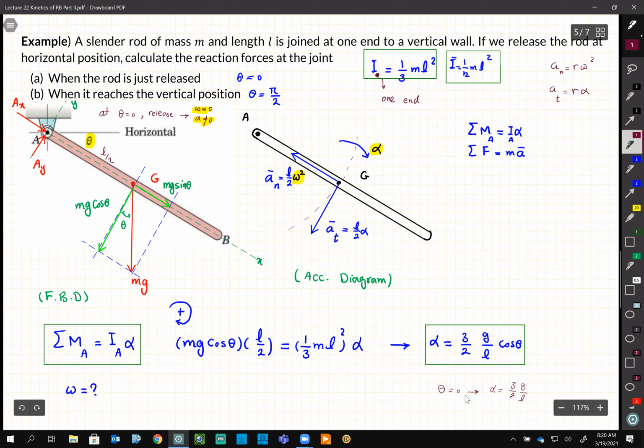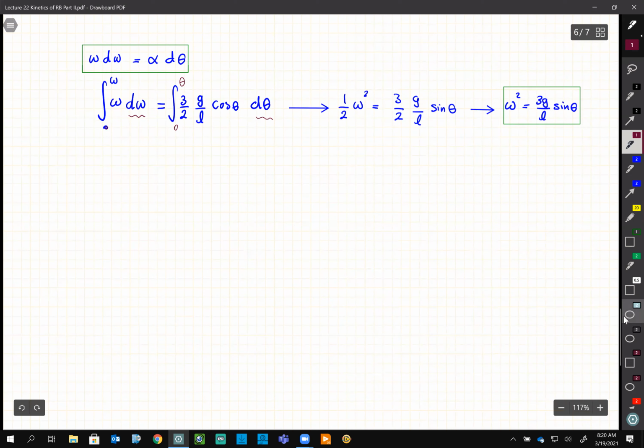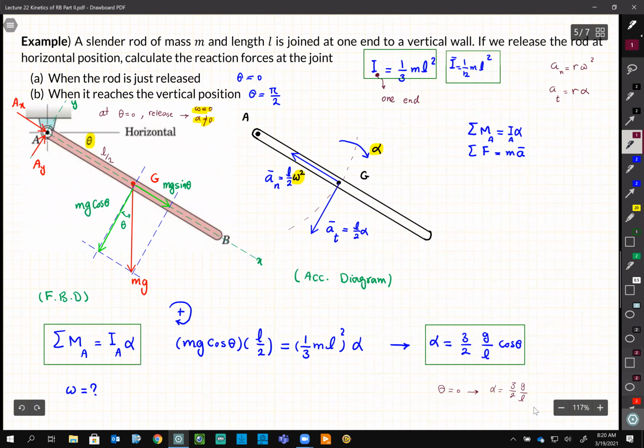Let's check omega. If theta is 0, then you will find omega is 0, right? So the formula is correct, and intuitively things seem to be right. And Rocky and Josh, they are correct. At the beginning, the acceleration is the maximum. And also, when theta is 0, cosine theta is 1, right? And it is maximum as well, and everything makes sense. Okay.